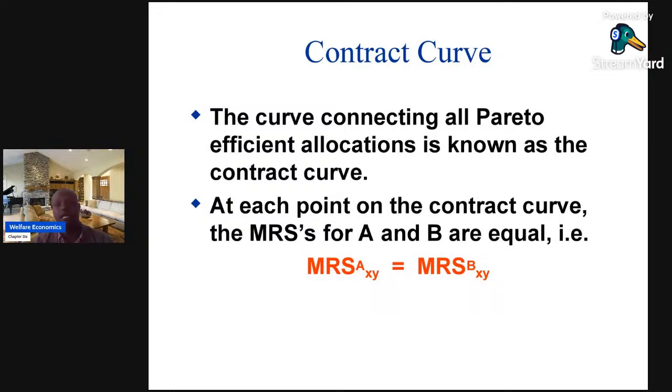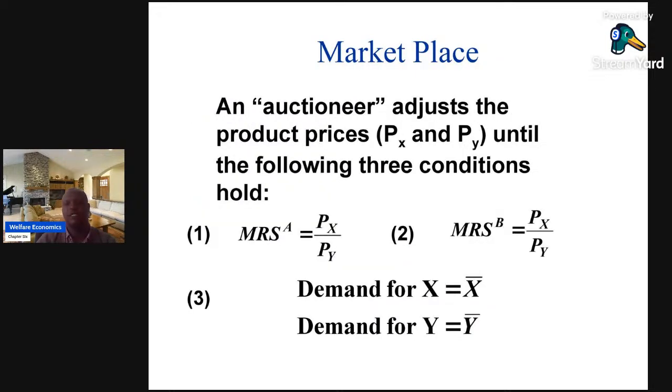The marginal rate of substitution for consumer A, X for Y, is equal to the marginal rate of substitution for consumer B, X for Y, product X for product Y. Their slopes are equal. At each Pareto efficiency point, these are the same.